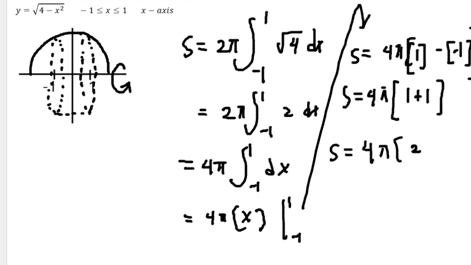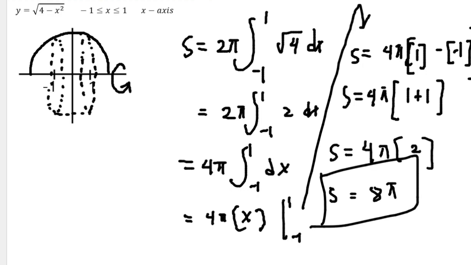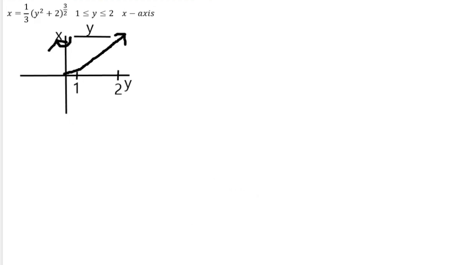But if you want to see the work, here's how it's done. So 4 times 2 is going to be 8. Okay, 8 pi. So this is the surface area of revolution. So 8 times 3.14168. You can just plug it in your calculator.